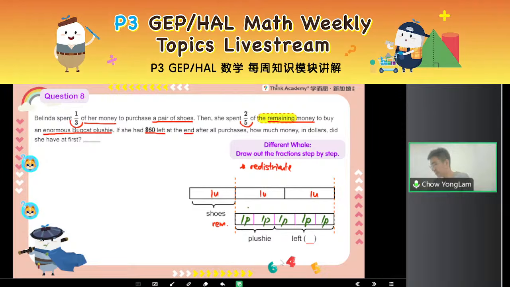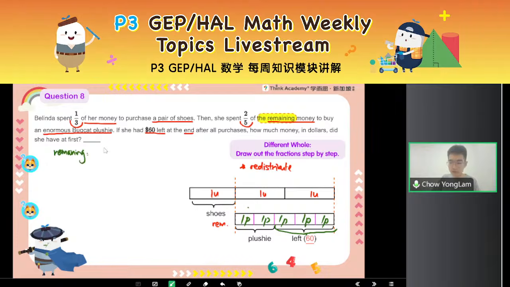many dollars? The question did say that. It is $60. Right. Oh, the answer is not 120, the answer is not 180. But you see what I'm doing now? I'm spending 1/3 of the money. Then the remaining, I redistribute it into 5 equal parts. 2 parts are used for the plushie. 3 parts are left, which is $60. Now, can you find 1 unit yet? Perhaps it's a bit hard. But you know, 60 is just 3 equal parts. So then let's focus on the remaining first.